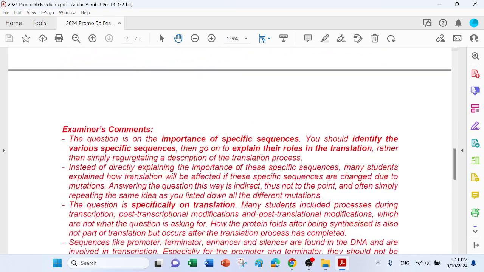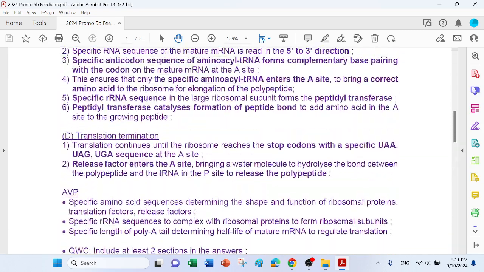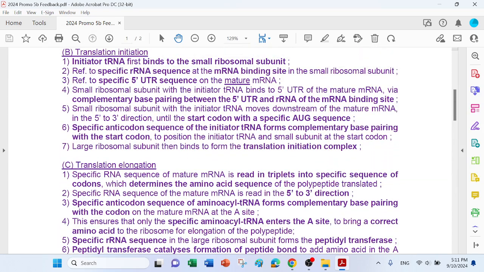Okay, so there are a lot of comments in the answer, as well as the previous answer for the 5A. I'm not going to go through the comments. Some of them I will have mentioned already as I talk about the answer itself. So please read through all the comments, learn from your own mistakes and also mistakes of others, so that you don't make the same mistakes again next time. Okay, so that's for the essays.